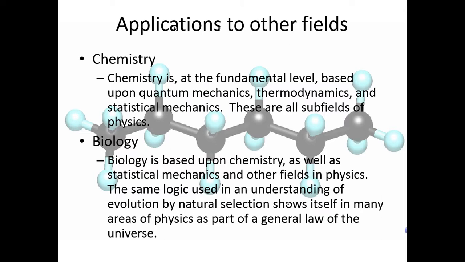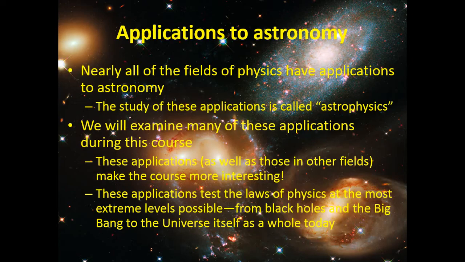In biology, of course, it's based upon chemistry, and that gives you the link to physics there. And also, a lot of the same logic that's used in understanding of evolution by natural selection is the same logic that's used in order to understand how to do physics. In fact, in the past, there have been a number of really good evolutionary biologists who got their start in physics because the same type of logical principles apply in understanding both of those.